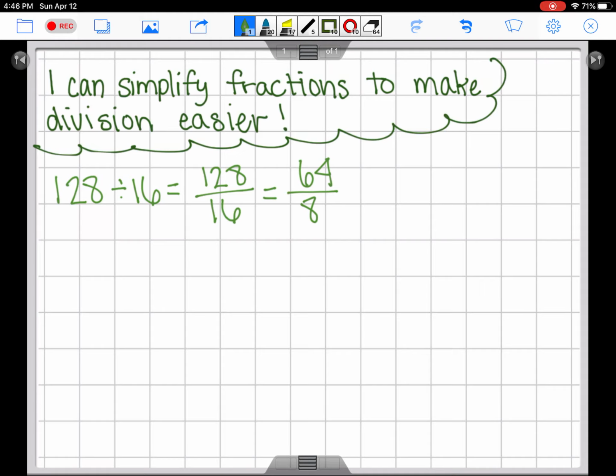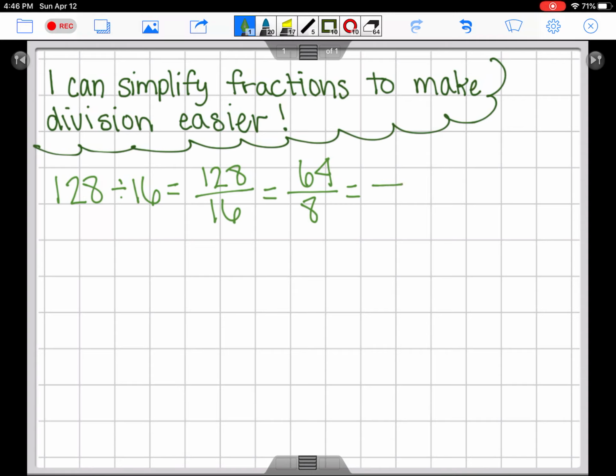Now, right away, you might be thinking, 64 divided by 8 sounds a lot like one of our basic multiplication and division facts. You may be able to simplify this right now. If you're not sure off the top of your head, that's okay though. Let's see what happens when we simplify this a little further.